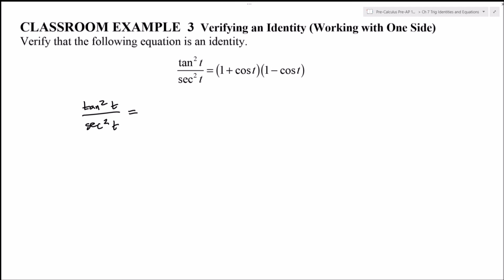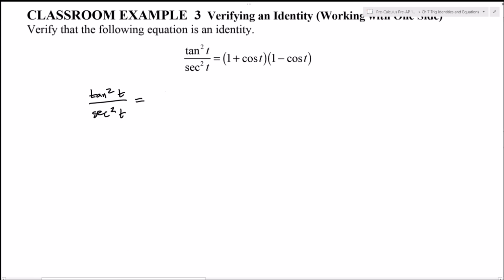A lot of the times it helps to replace each of these functions with an equivalent that's based on sines and cosines only. For example, tangent squared. First off, tangent we know can be written using the quotient identity as sine over cosine. Therefore, I can say tangent squared is the same thing as sine squared over cosine squared. And that right there is just tangent squared.